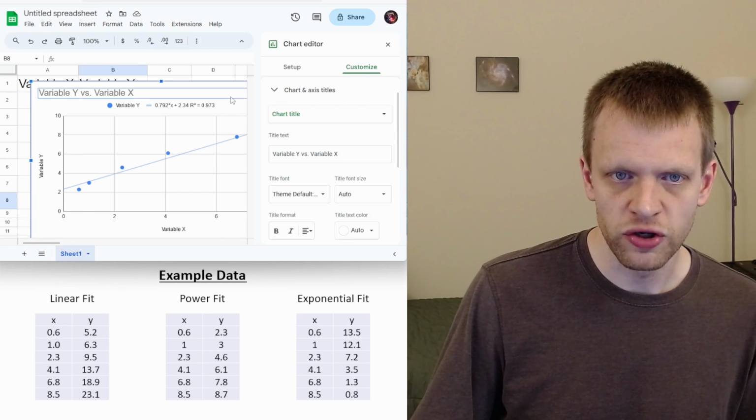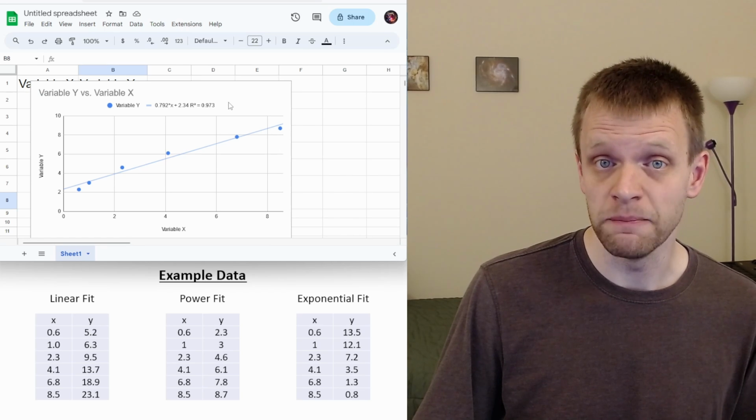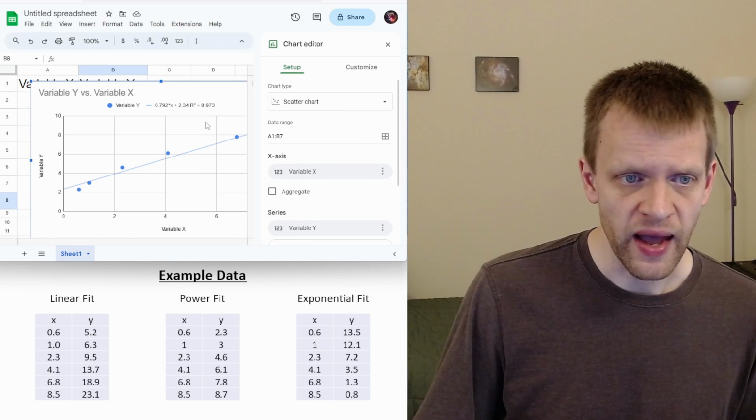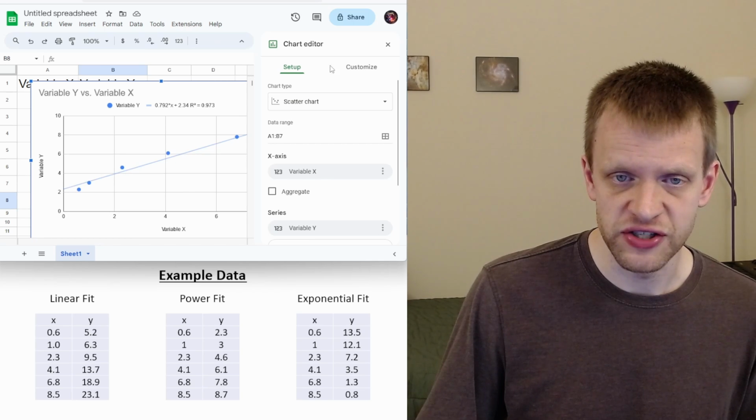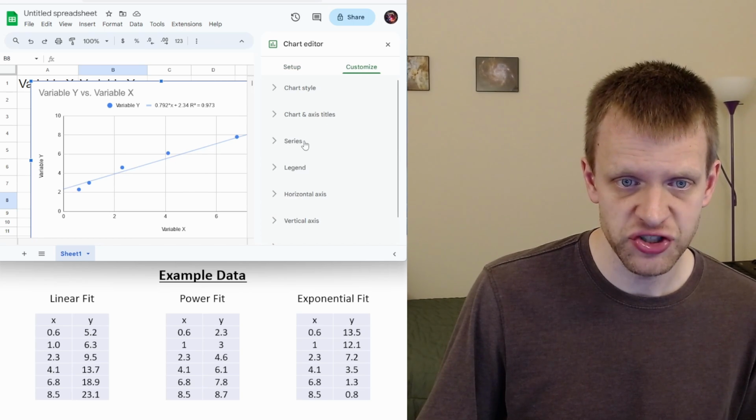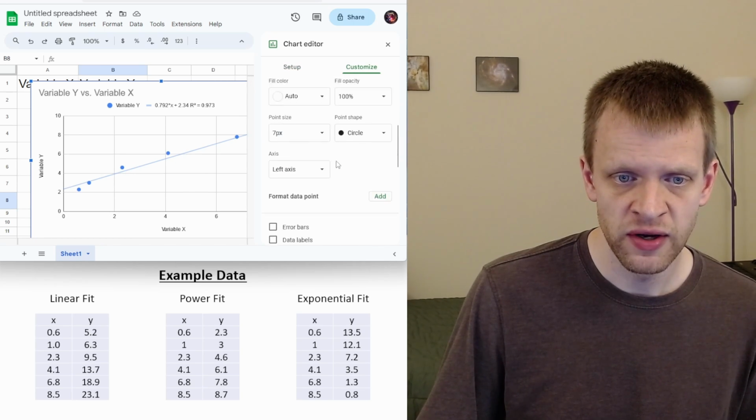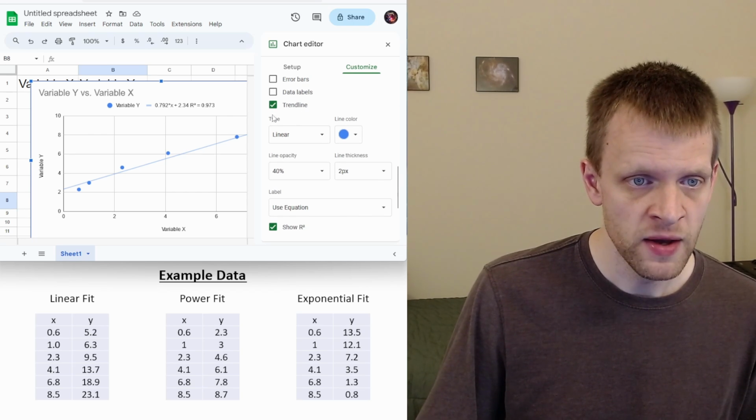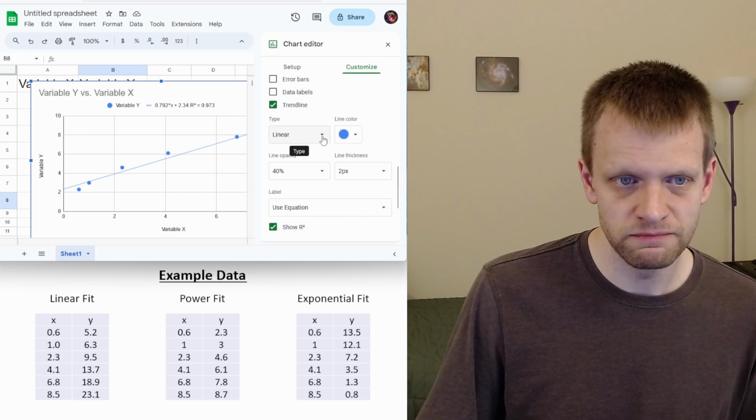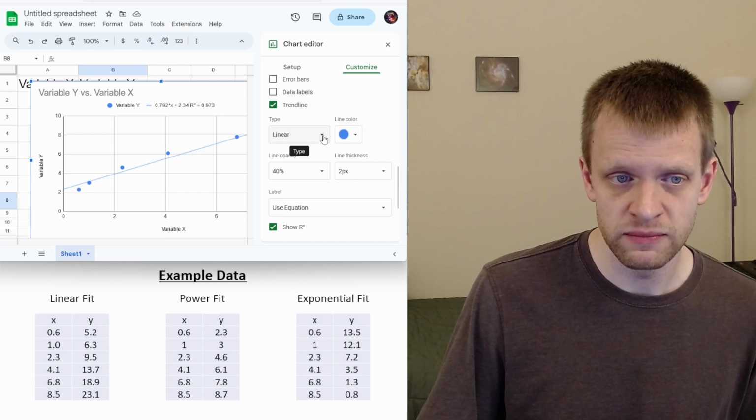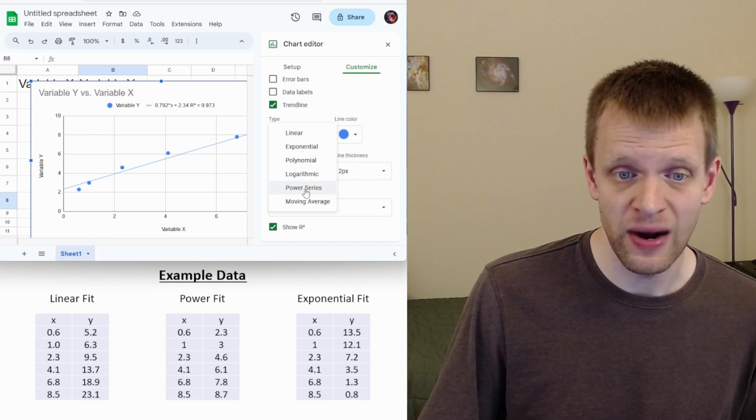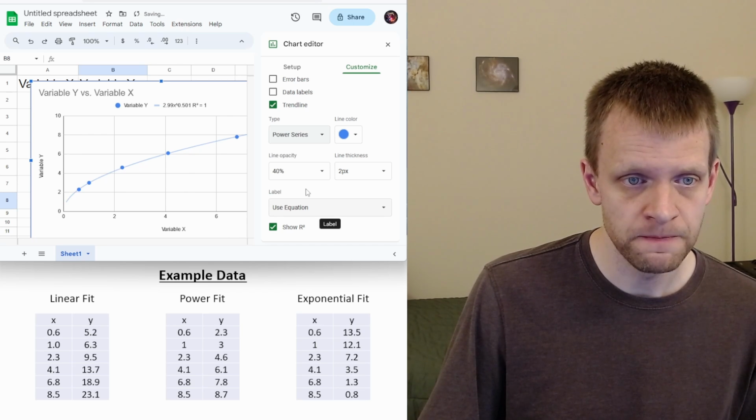Well, we want to look back at that chart editor. So if you ever close out this chart editor, you can get back to it just by double clicking on the chart, really easy. And if we want to adjust this best fit equation, well, we go to customize, series, and then here's our options for the trend line. So the linear fit isn't terrible, but there seems to be something else going on here. So for this one, we want to use our power fit or power series.